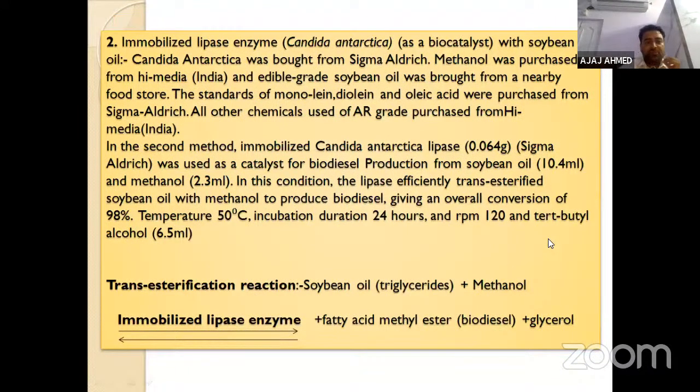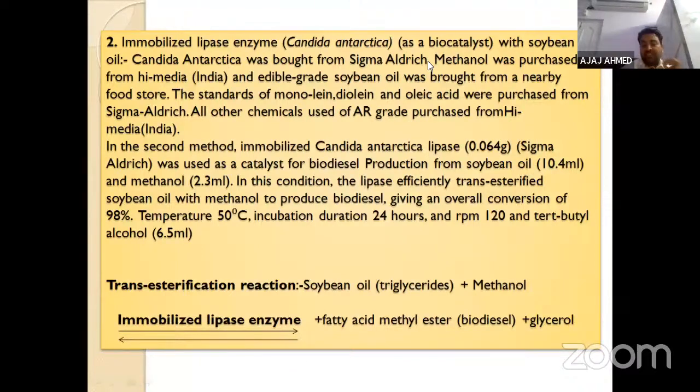And second method, immobilized lipase enzyme. So I used Candida antarctica as a biocatalyst with the soybean oil. The Candida antarctica was bought from Sigma-Aldrich, methanol was purchased from HiMedia, and edible grade soybean oil was bought from a nearby food store. In the second method, immobilized Candida antarctica lipase was used as a catalyst for biodiesel production from soybean oil and methanol. In this condition, the lipase efficiently transformed soybean oil with methanol to produce biodiesel, giving an overall conversion of 98%, temperature 50, incubation duration 24 hours, RPM 120, and butanol 6.5 ml.